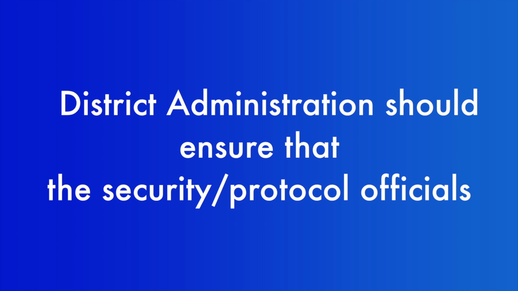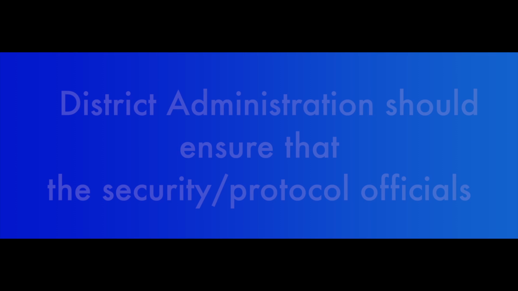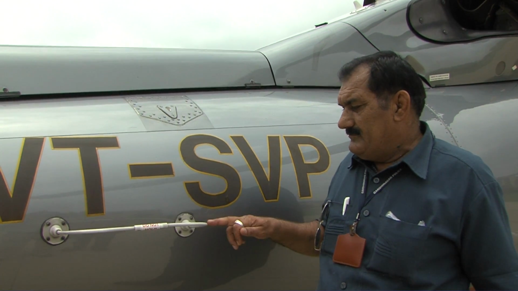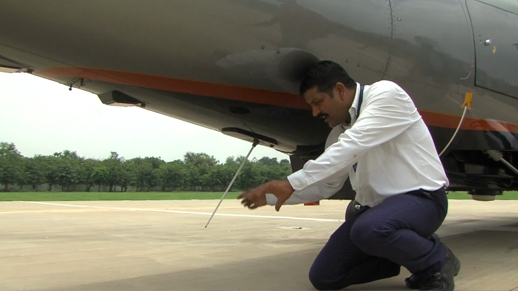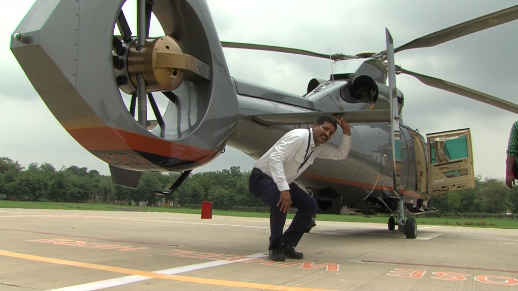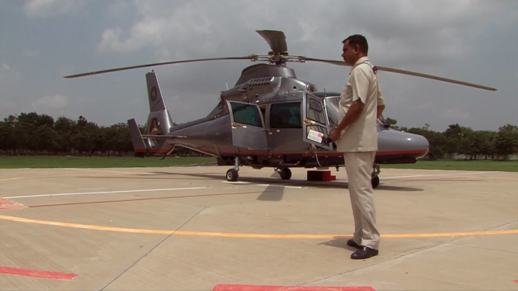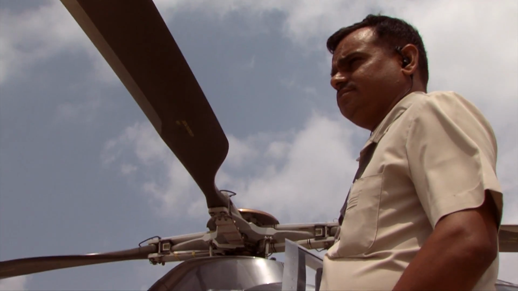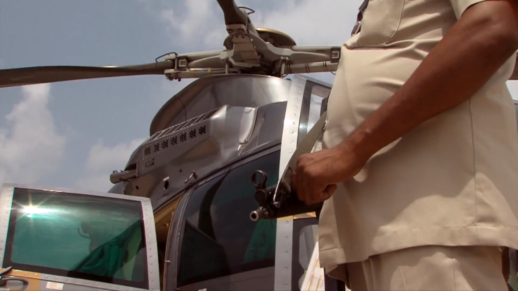District administration should ensure that the security and protocol officials do not resort to clicking selfies, videos or photos by resting their hands or arms or body weight on any part of the helicopter. Security personnel shouldn't enter the yellow circle. Armed security personnel shouldn't walk backwards near the rotor.